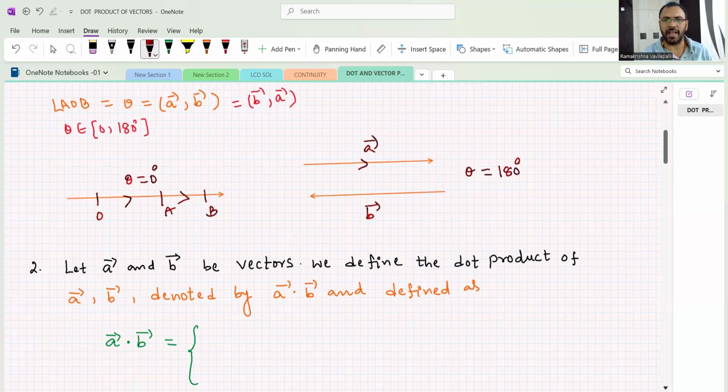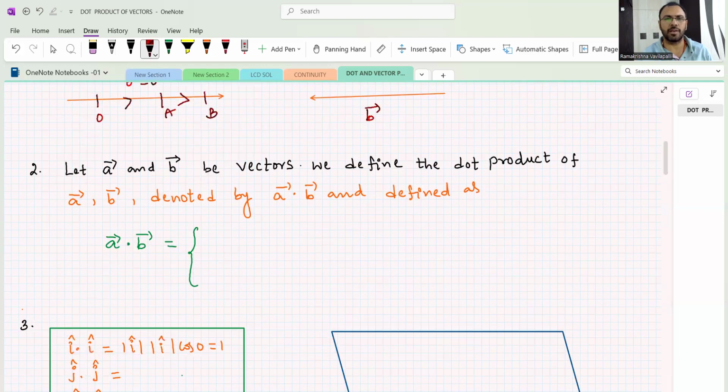Now, how do we define the dot product of two vectors? You take two vectors A bar and B bar. We define the dot product of A bar and B bar, denoted by A bar dot B bar, as mod A into mod B, the magnitude of A into the magnitude of B into cos theta, where theta is the angle between the vectors. We represent the angle by the ordered pair A bar comma B bar.